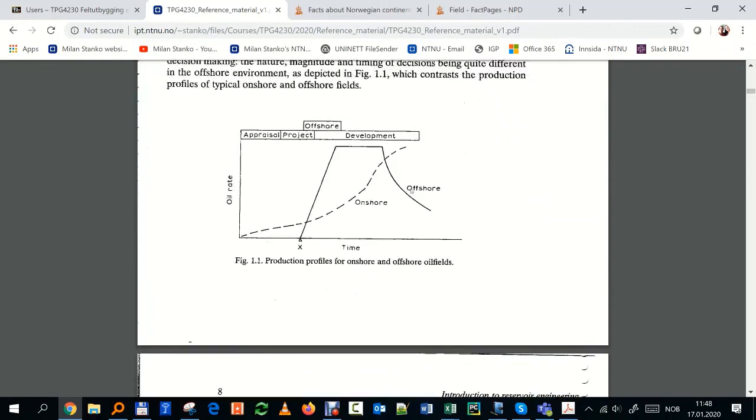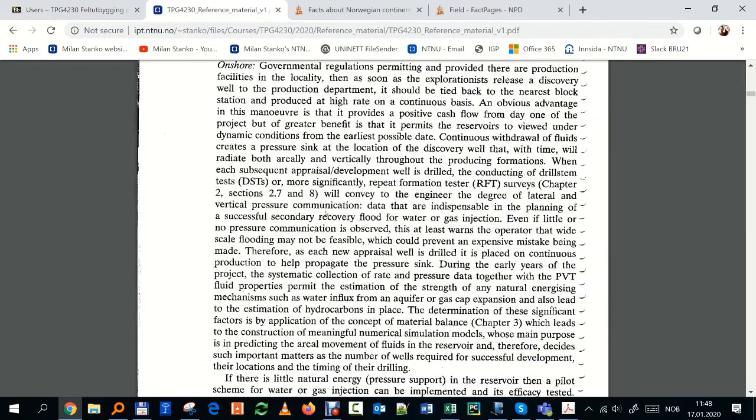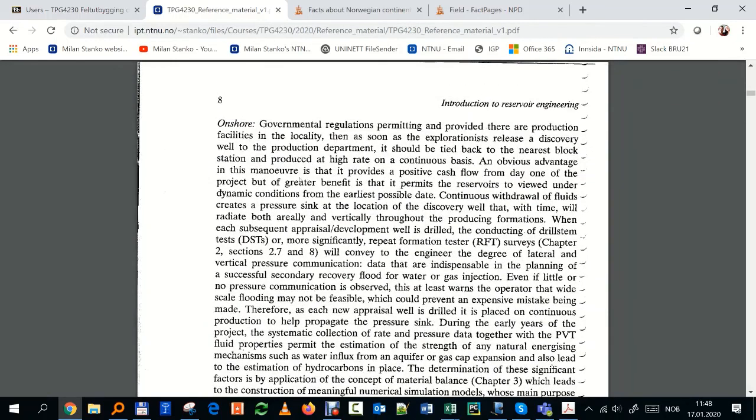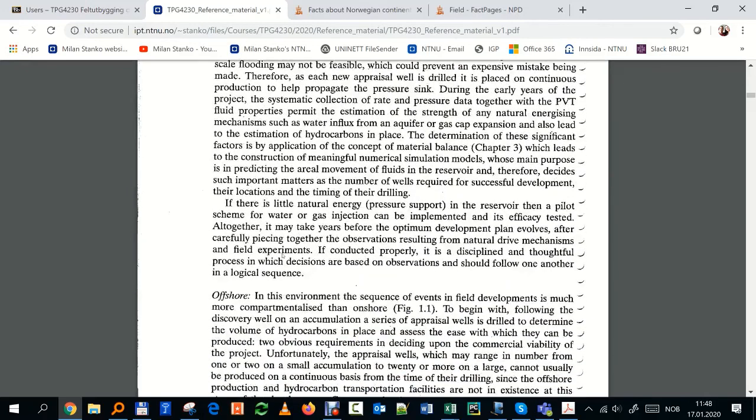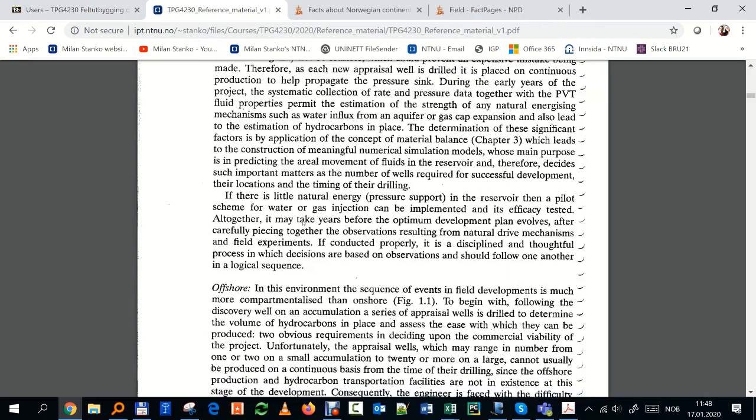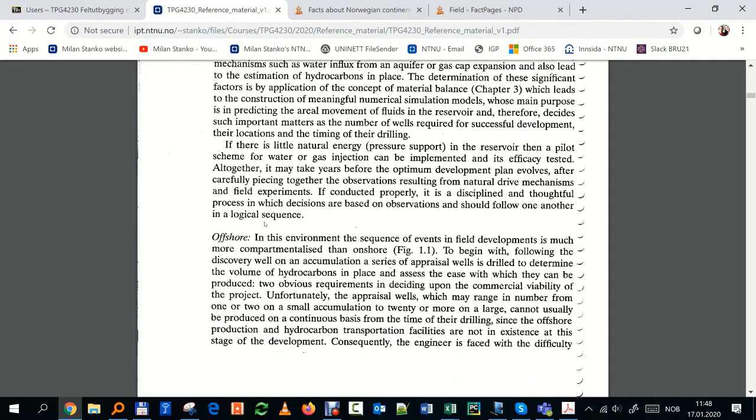So here you have this onshore and offshore. It tells a bit about what kind of data you have to collect and what kind of things you have to take into account.